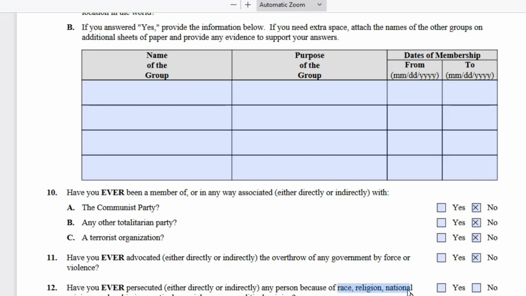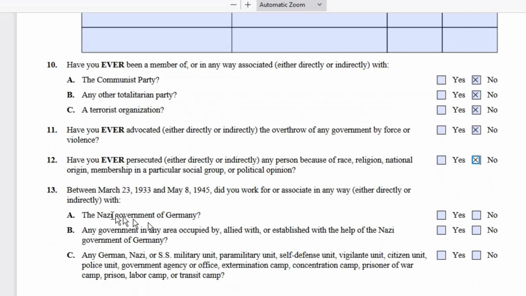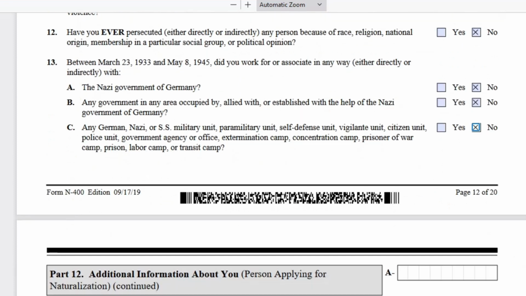This can become a problem in the future because we are seeing a lot of persecution in some countries and they come here to the US and they get away with it. But if it is found out, you're going to have a problem. Hopefully, no. And have you been in a Nazi government? Most of our clients are not. Well, probably none of them. Any Nazi, the Germans during World War II, etc., but they're still there.